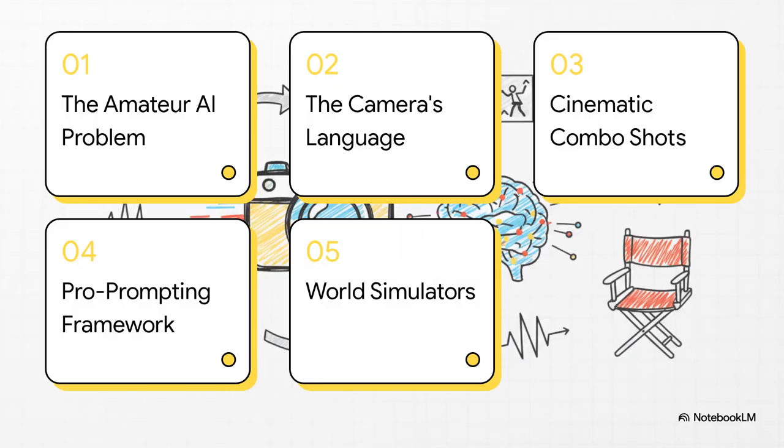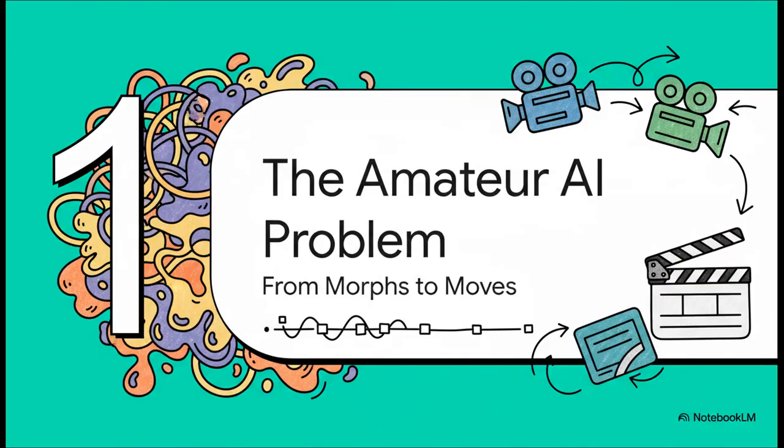So, here's the game plan. We'll start by tackling what I call the amateur AI problem. Then, we'll learn to speak the camera's language, create some killer combo shots, build a pro-level prompting framework, and then we're going to look at the mind-blowing future of this tech. We're talking world simulators.